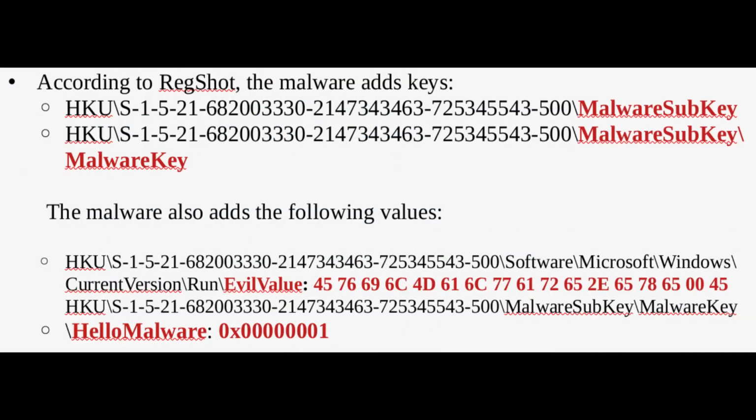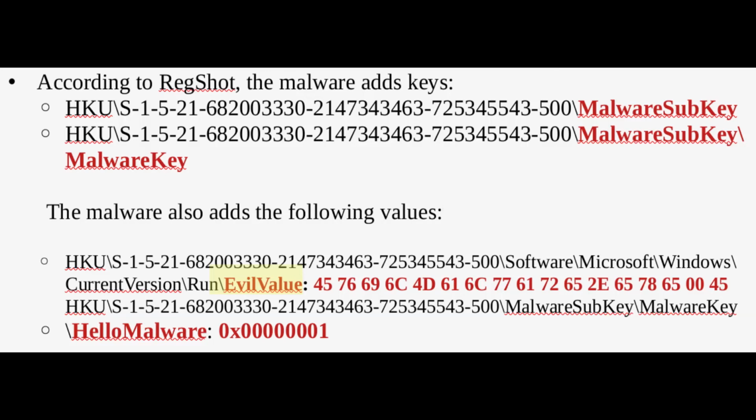So to my notes, I'm going to add the following. I'm going to say that this malware adds two keys, which include malware subkey added under HKU, and also underneath the malware subkey, it also creates another key called malware key. In addition, the malware also adds two values. So first, it adds a value called evil value. It's added into HKU software Microsoft Windows current version run.